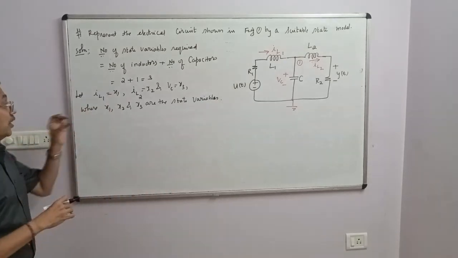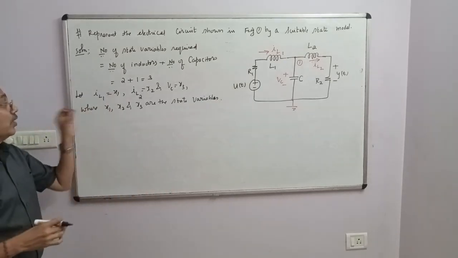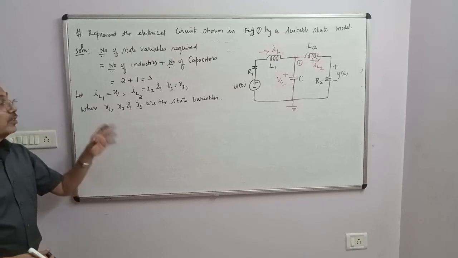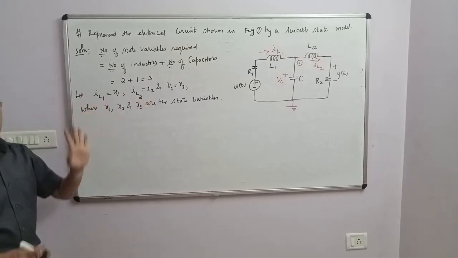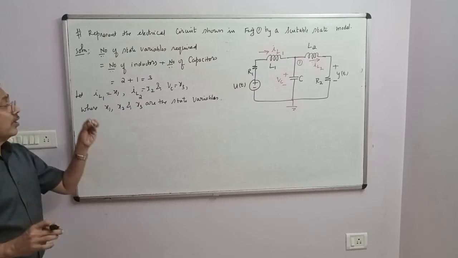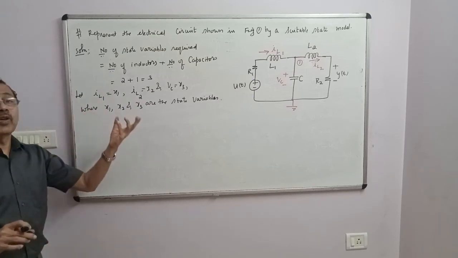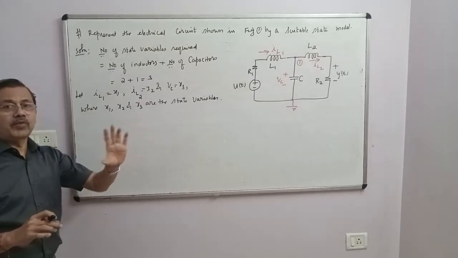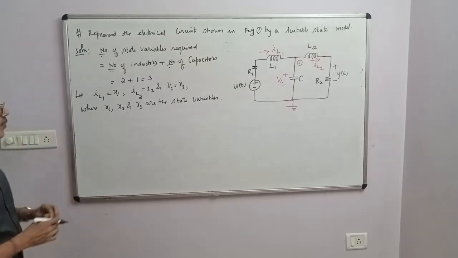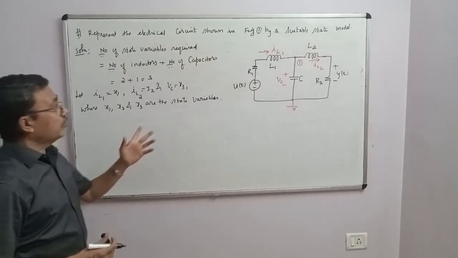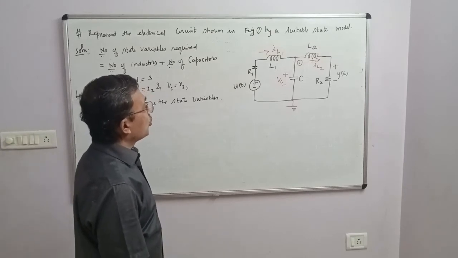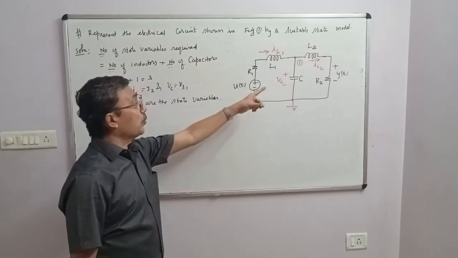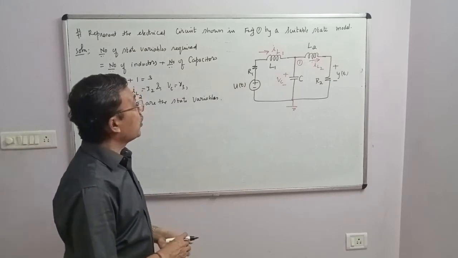Why we should take IL1 as x1? Why IL2 as x2? There is no explanation. 3 state variables are required. Out of 3, 2 will be currents, 1 will be voltage is certain. Which one you will call x1, which you will call x2, which one will call x3 is your prerogative. It's your decision. Now there are 2 inductors. Therefore you will have two KVL equations. You have got 1 capacitor. Therefore you will have 1 nodal equation.